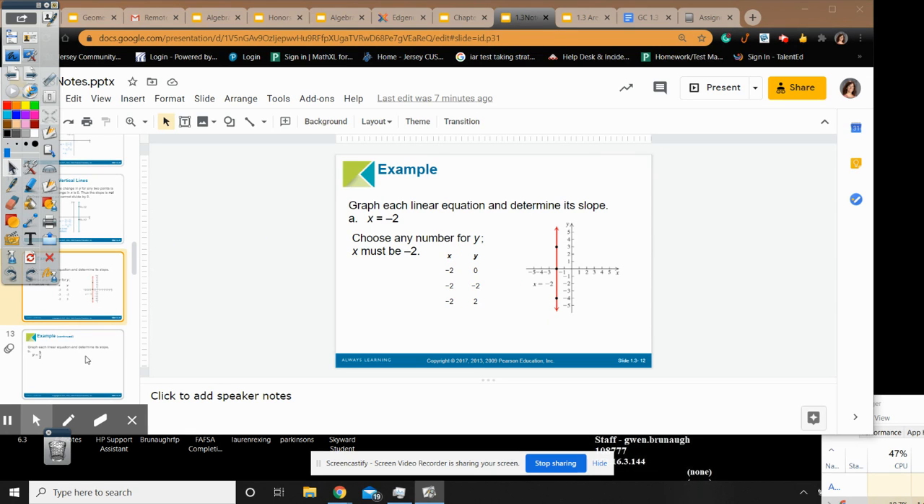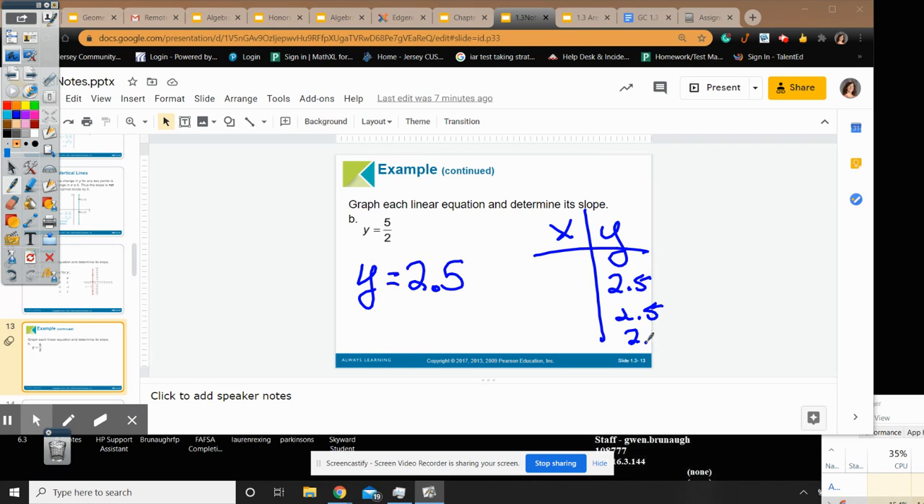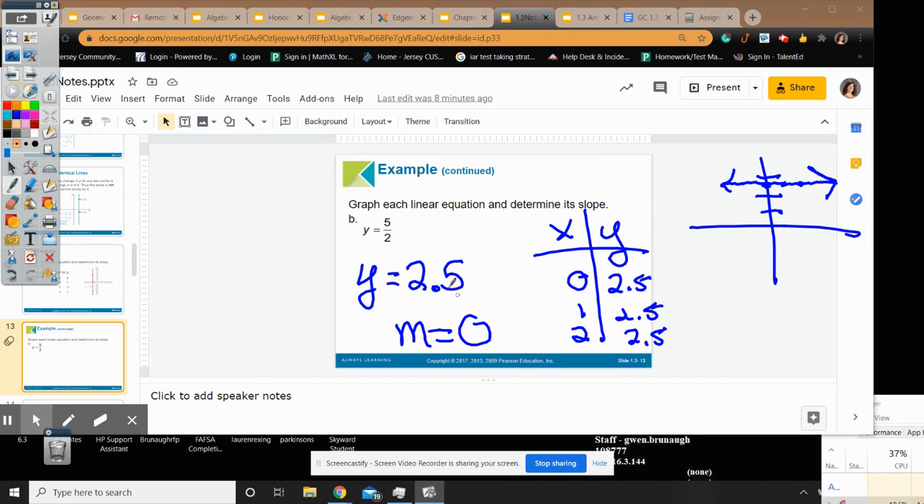If you're going to graph y equals a number, such as y equals 5/2, if you want, you can change that to a decimal, 2.5. If you make your XY table, the equation is saying y equals 2.5, so we can put 2.5 down the row here, and then you have freedom of choice of what to plug in for the x values. When you graph it, 0, 2.5 would be here, 1, 2.5, 2, 2.5. You can see I'm looking at a horizontal line. I'm rising 0, but I am running, so the slope is 0.